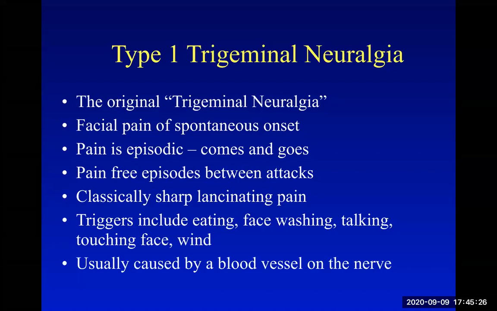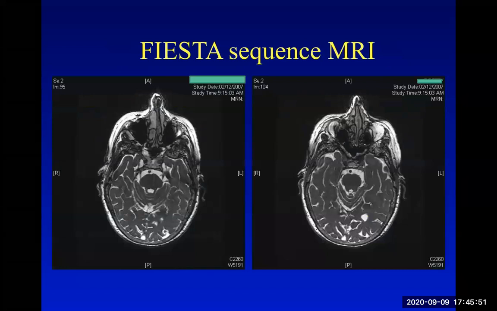So we look at this description of the pain, we look at the triggers, and we get a good idea of whether or not they have what we call type 1 trigeminal neuralgia. This is usually caused by a blood vessel touching the trigeminal nerve. And in this situation, we often go with an MRI scan to look for the blood vessel. This is a series of MRI scans, and in this MRI scan, this is called a Fiesta sequence.